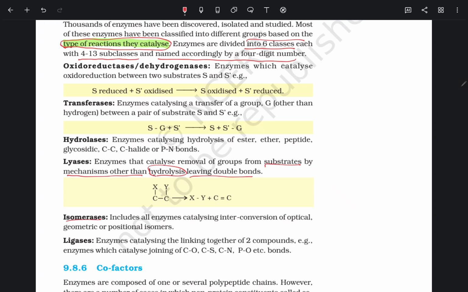Isomerases include all enzymes catalyzing interconversion of optical, geometric, or positional isomers. Ligases: enzymes catalyzing the linking together of two compounds, that is, enzymes which catalyze joining of C-O, C-S, C-N, and P-O bonds.